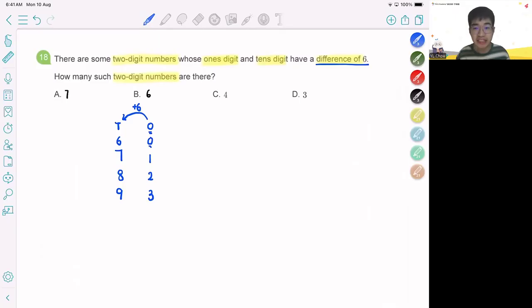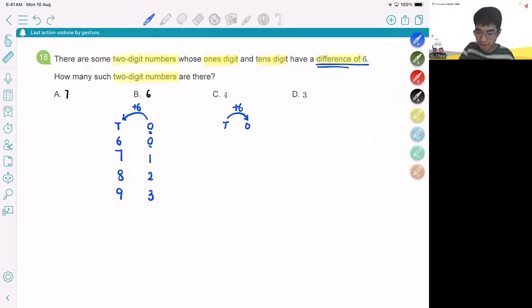The second pitfall is when I say difference, I actually didn't mention which digit is larger. So you might assume the tens is the larger, or you might assume the ones is the larger. So what if tens is the one that is smaller and I add 6 to get the ones? Is it possible? Yes, but in this case, can I still start from a 0? Unfortunately, you cannot, because this time, tens is the highest place value, so it cannot have 0. So it has to start from 1.